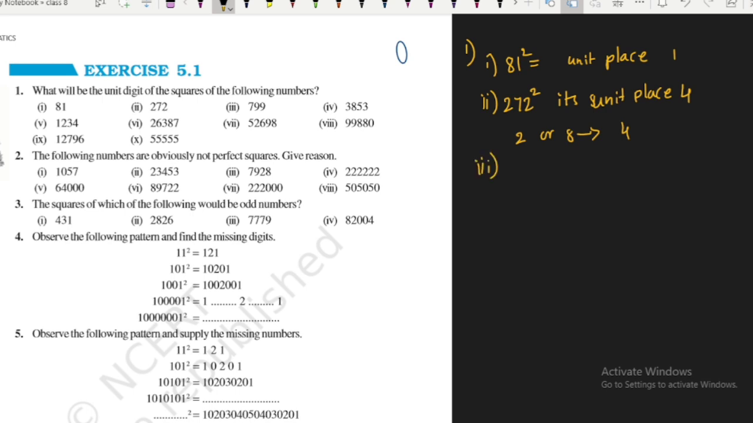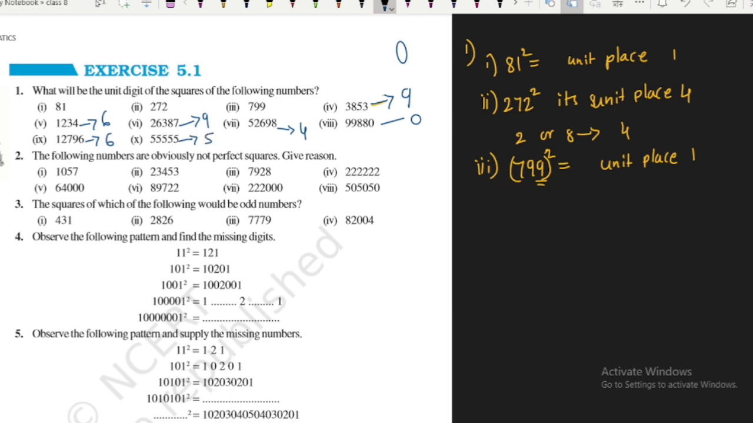Third question, you can see 799 square. Its unit place is 1, because 9 ends with 1. Similarly, you can write the unit place of this one: 3 or 7 ends with 9. So 4 ends with 6, 7 ends with 3 or 7 ends with 9, 8 ends with 4, 0 ends with 0, 6 ends with 6, 5 ends with 5.